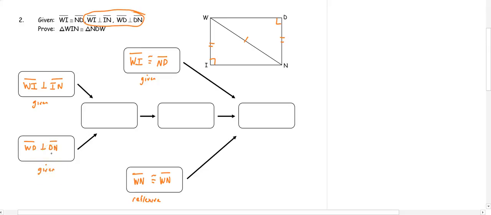Now, when we have perpendicular lines, remember they make right angles. So our next box is going to identify the right angles. So angle I and angle D are right angles. And the reason we know that is perpendicular lines form right angles. Now that we know they're right angles, the next step is that they are congruent to each other because they have the same measure. So they're congruent because right angles have the same measure.